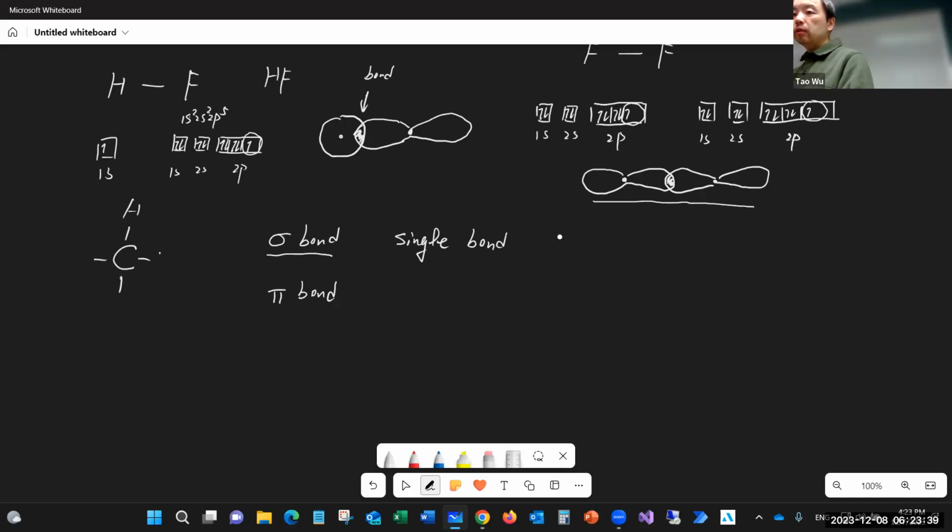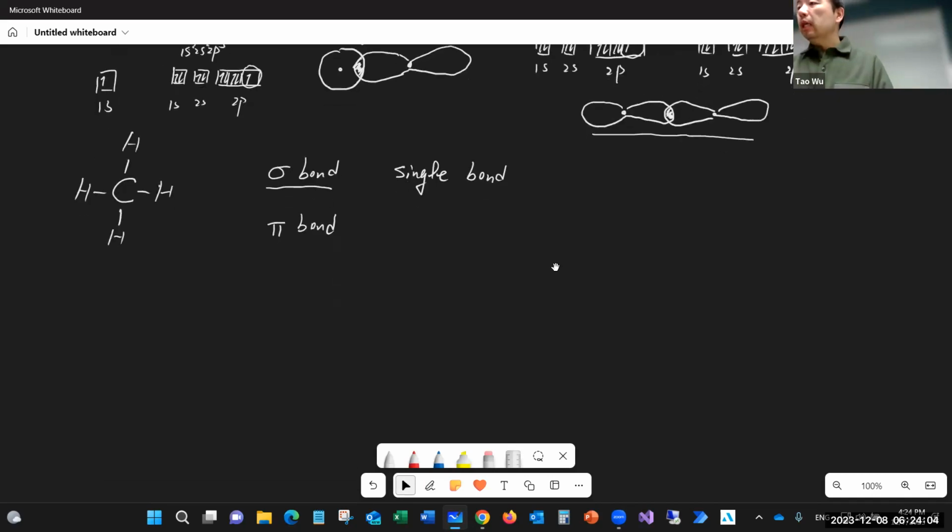4 single bonds, and each of those single bonds is counted as a sigma bond. So all single bonds are sigma bonds. Okay. And then there's another type of bond. It's called a pi bond. A pi bond is made of 2 different things. What is a pi bond?